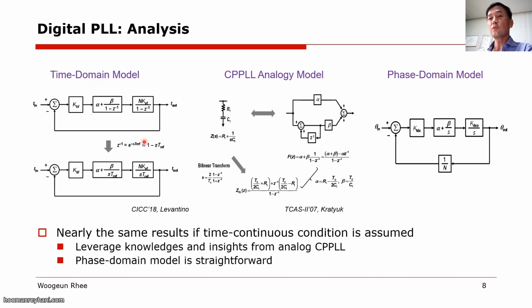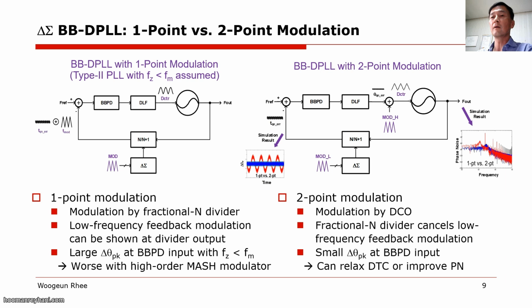But in this case, you will see that the bandwidth will be proportional to the division ratio N, which is a little bit confusing. So I prefer using the phase domain model, which is more straightforward to the circuit designer. And also, I'll show that based on the knowledge of the charge pump PLL, we can actually design the same alpha and beta values using either model. So this is the one part.